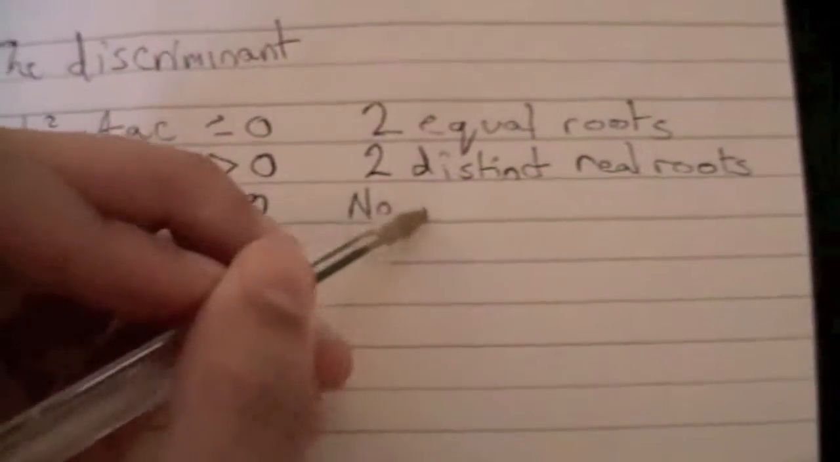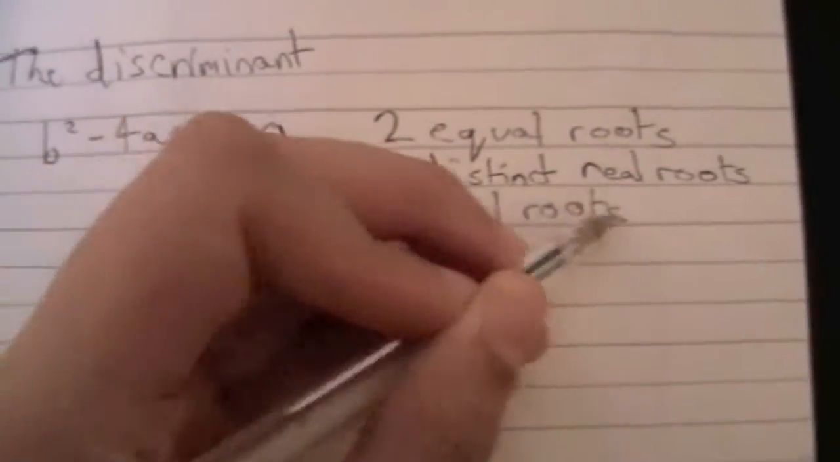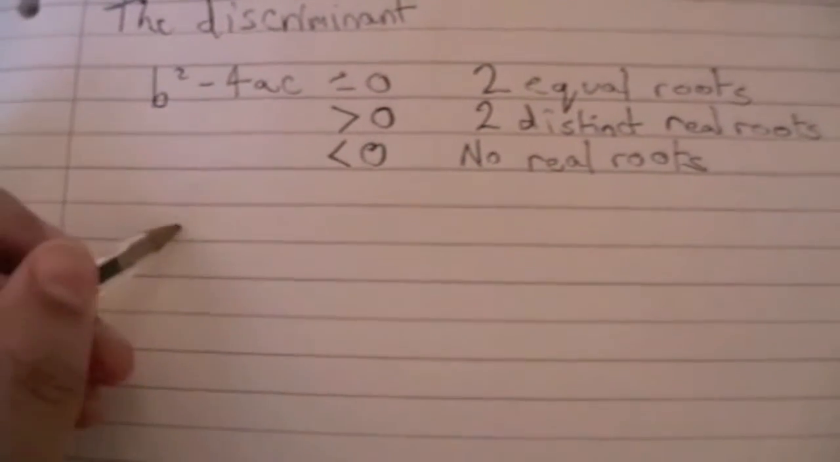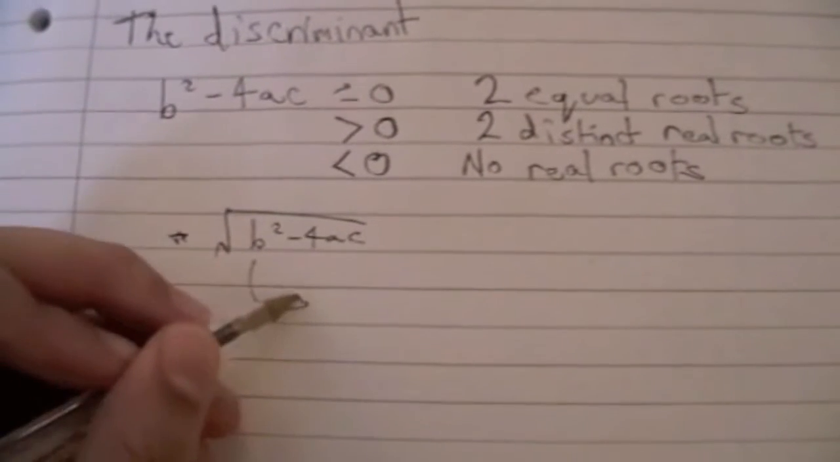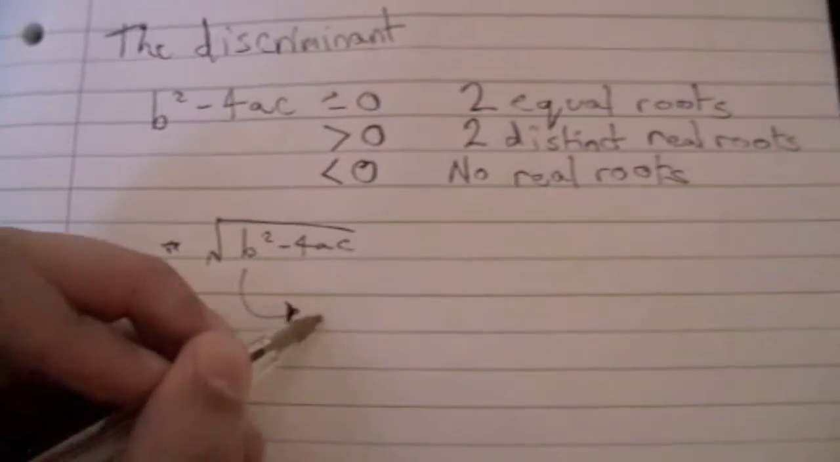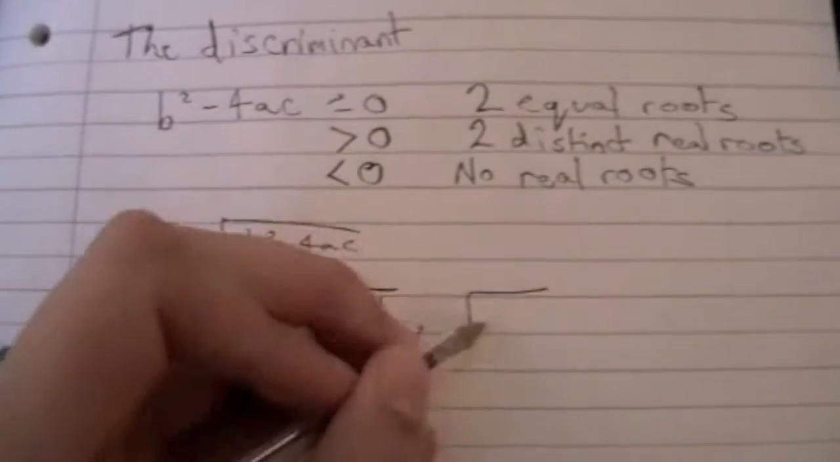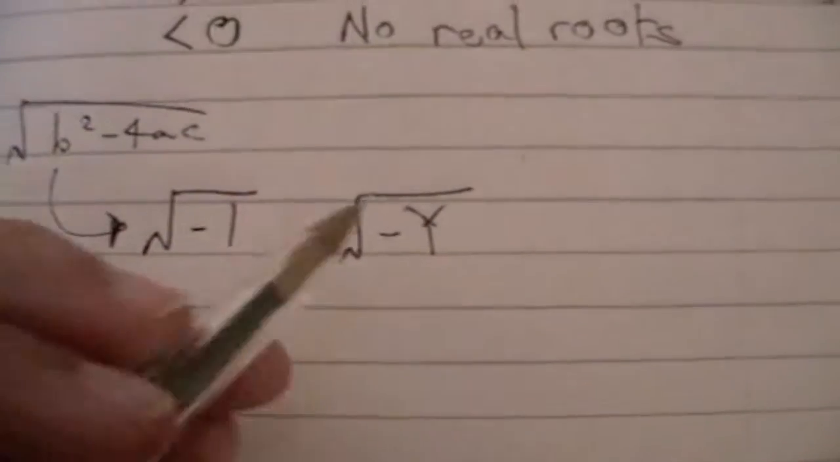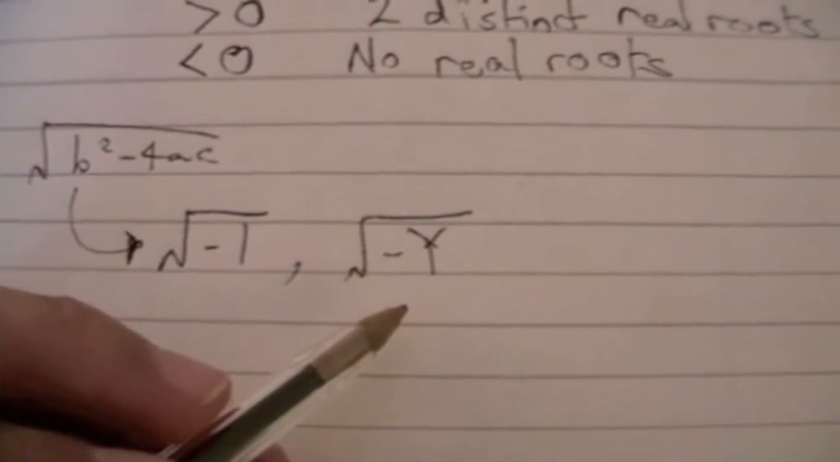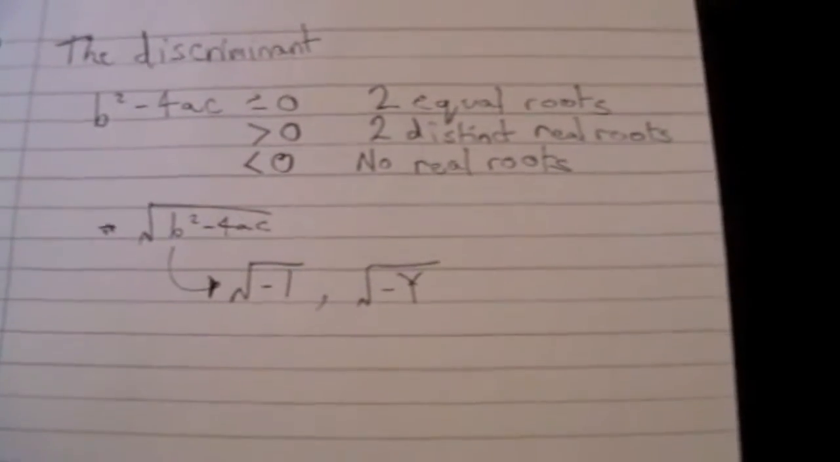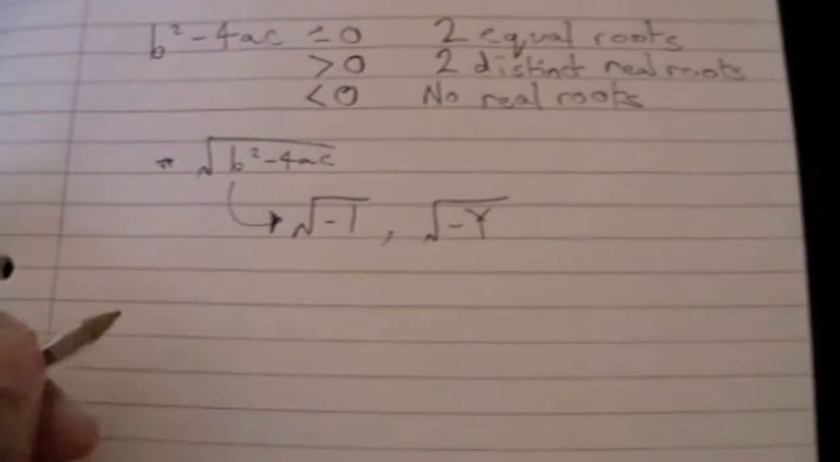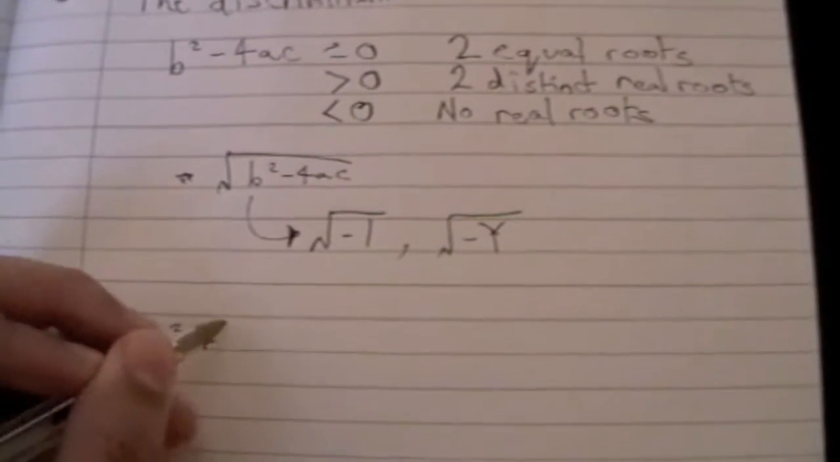And finally, if it's less than 0, it's got no real roots. This is because if it's negative, then you end up rooting a minus number. And there are no real numbers which provide the solution to the root of minus 1 or the root of minus y if we're going to attribute another value to it. So therefore we can't call the roots real because there are no real numbers which produce these roots.